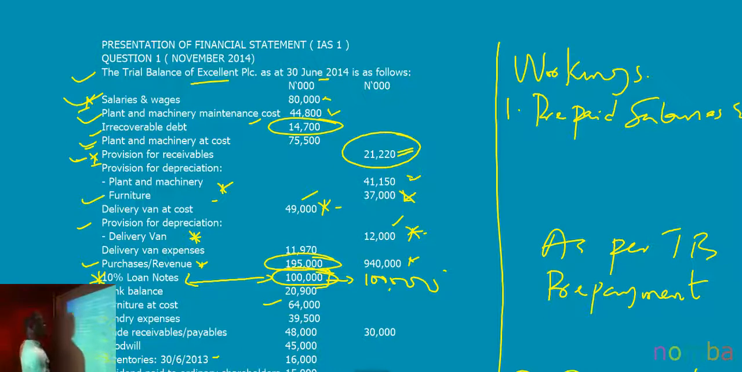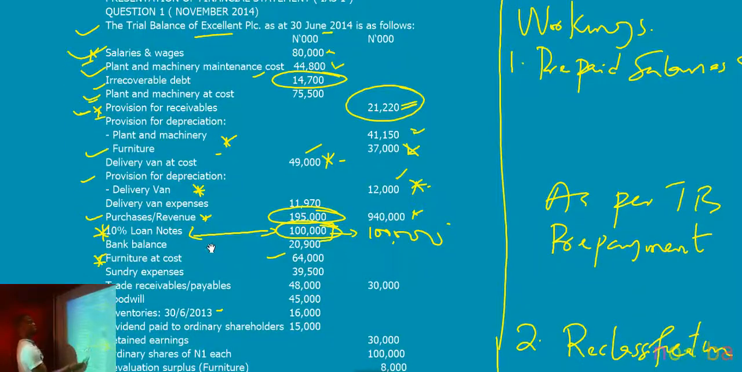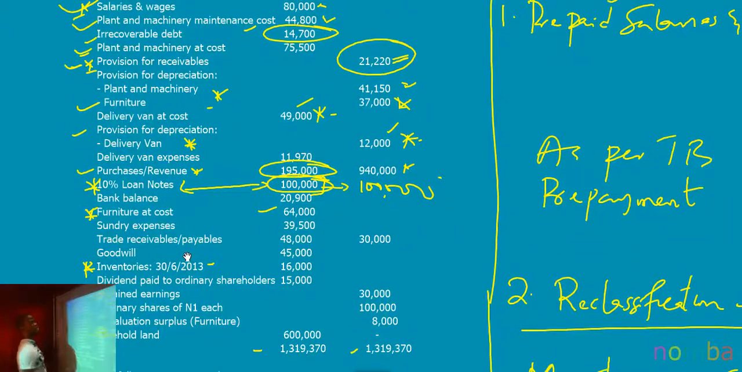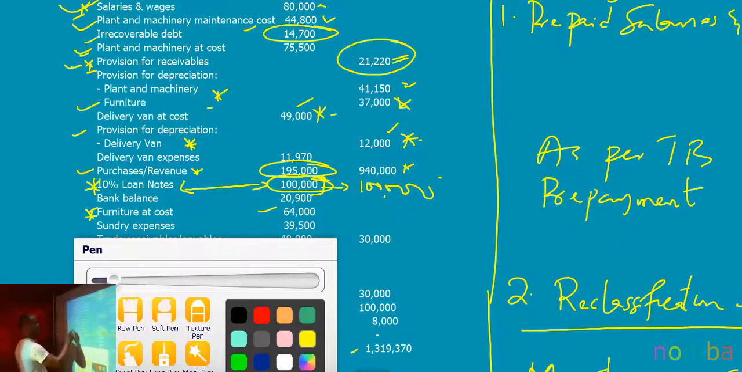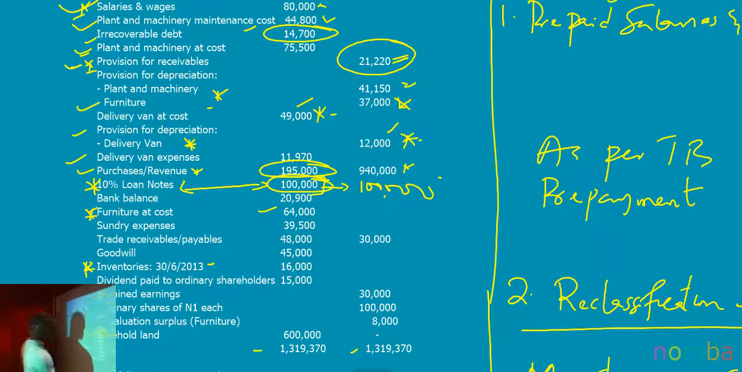Also, the provision for depreciation, we'll come back at that. We'll pick all the depreciation items separately. All depreciation items. So provision for depreciation, delivery van at cost, provision for depreciation. So now let me pick the next item, which is delivery van expenses.